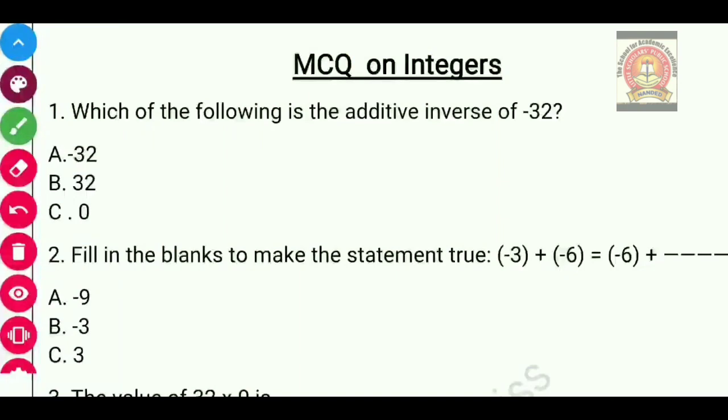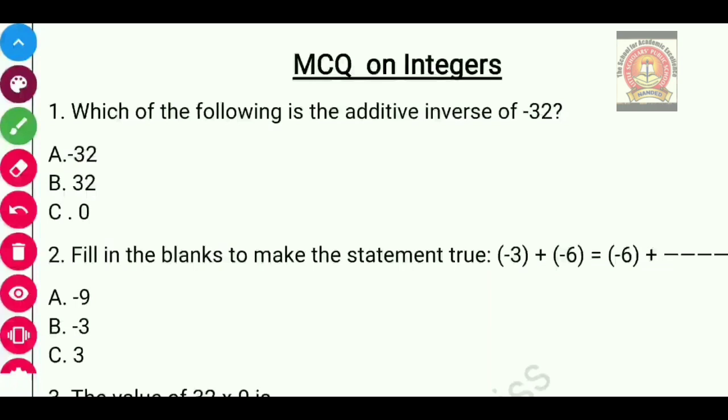So children, today in this session we are going to solve MCQs on integers. So let's move on. Our first question. Which of the following is the additive inverse of minus 32?